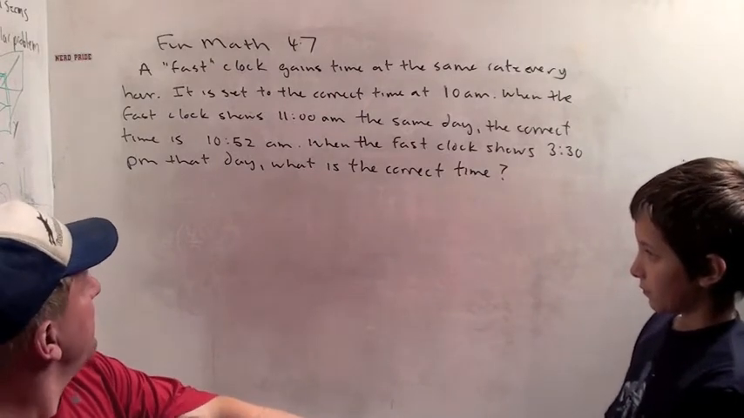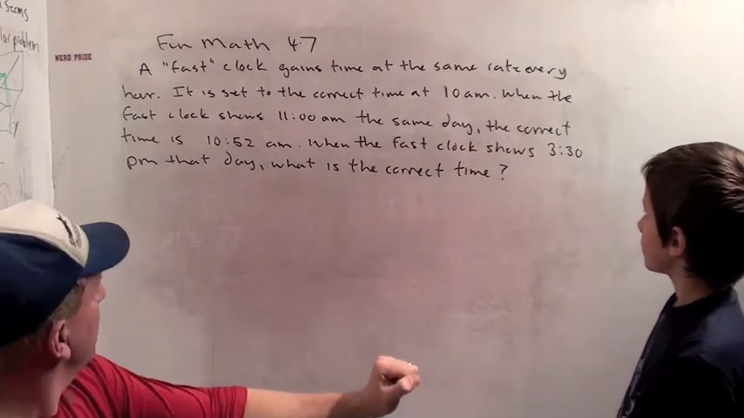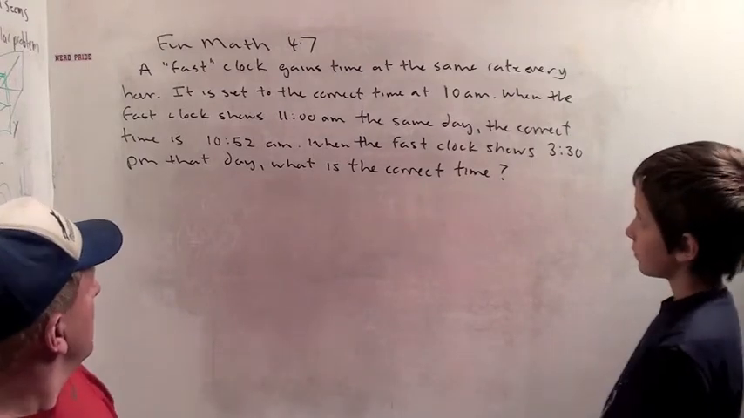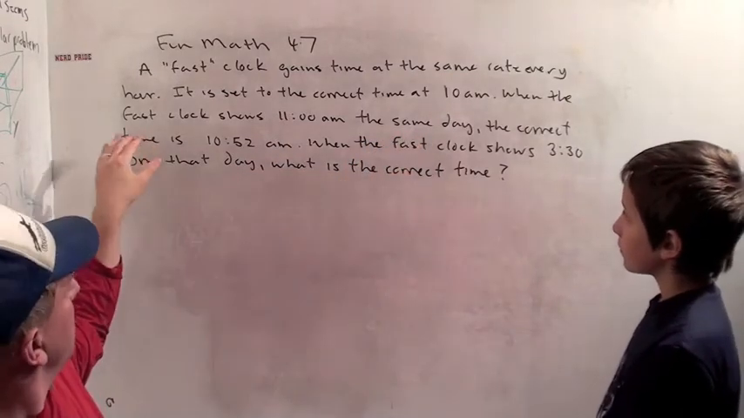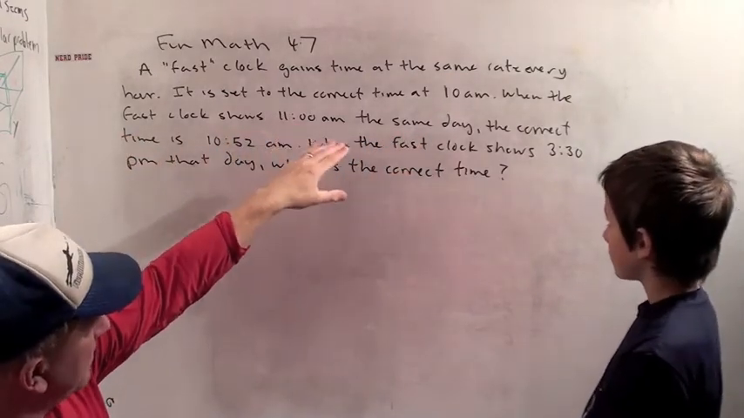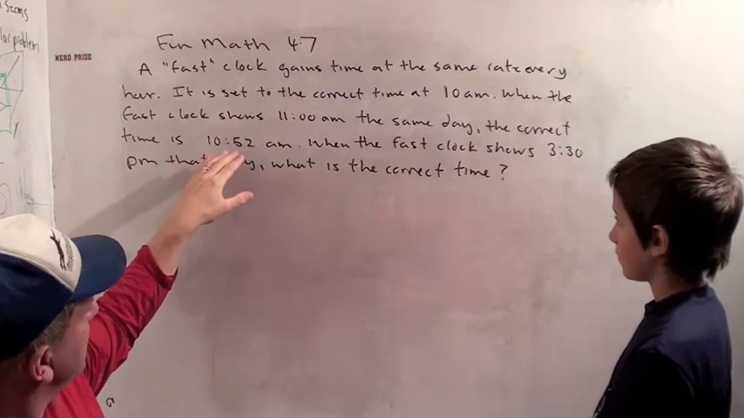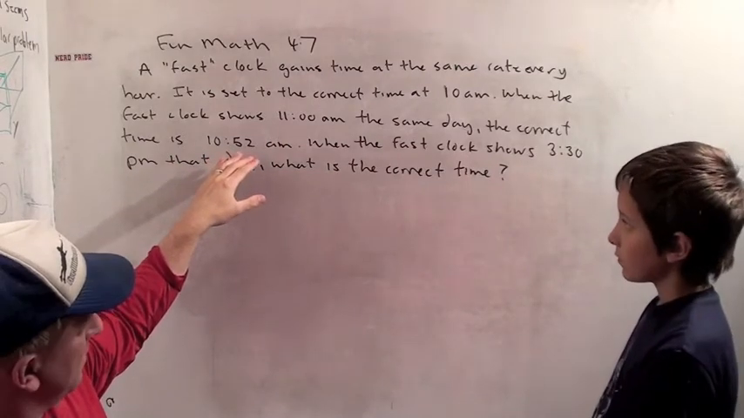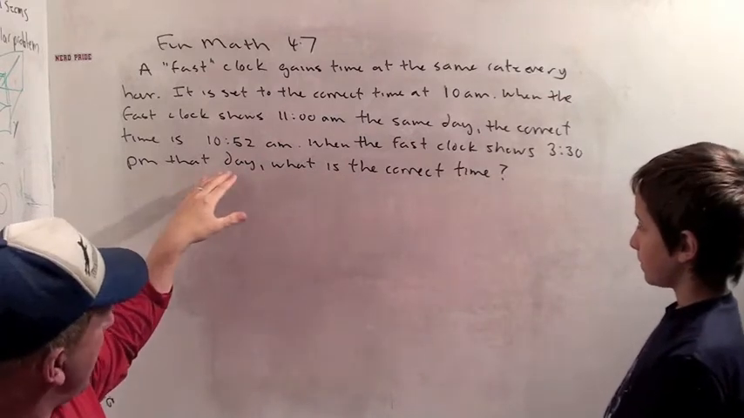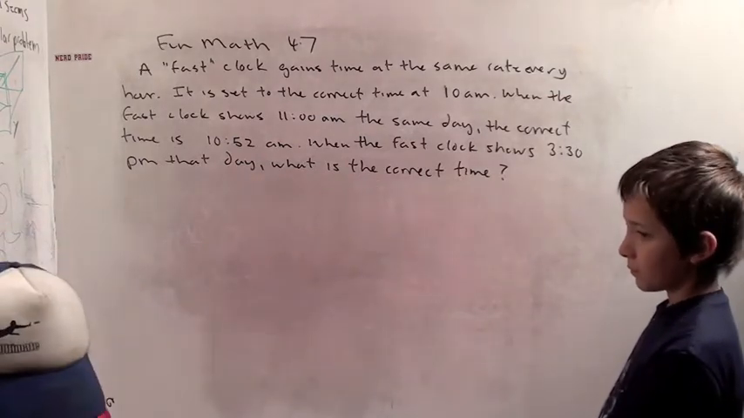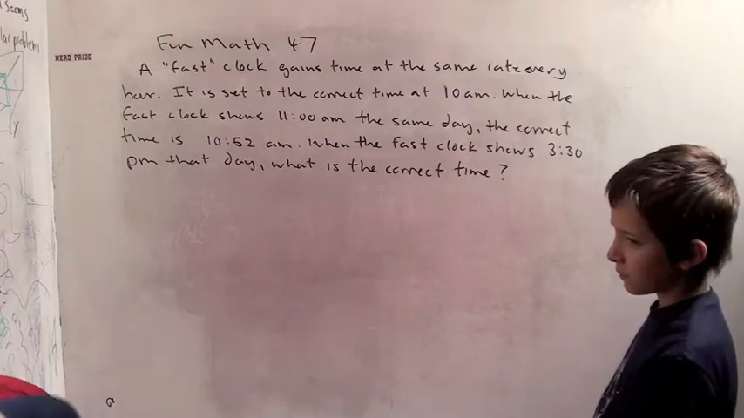And here's the question. A fast clock gains time at the same rate every hour. It is set to the correct time at 10 a.m. When the fast clock shows 11 a.m. the same day, the correct time is 10:52 a.m. When the fast clock shows 3:30 p.m. that day, what is the correct time? Do you understand the problem?